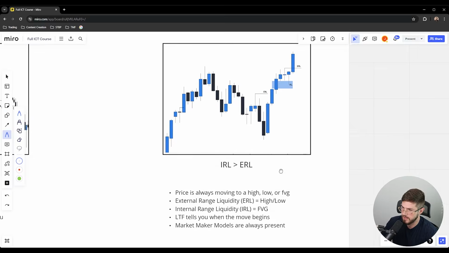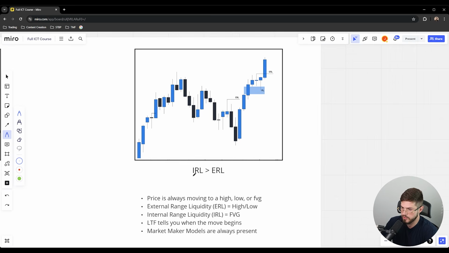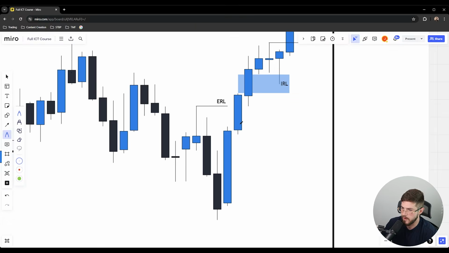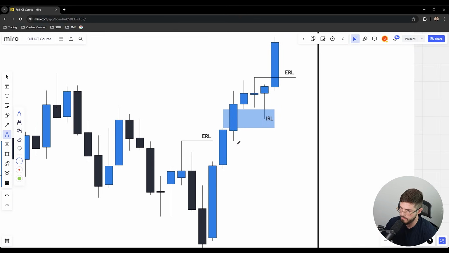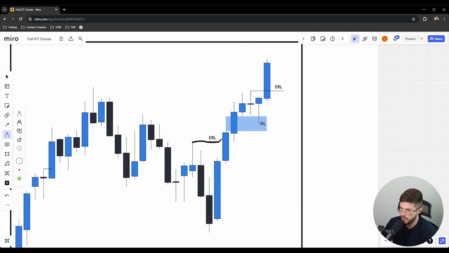Now, another concept that I've hinted at was internal range liquidity to external range liquidity. These are just abbreviations. So notice how the market is going to be moving from one of two things, okay? It's either going to be moving into a high, right, like this, and whenever it turns around, it's going to move into a fair value gap, which is internal liquidity, and from there it's likely to move back to a high, and it will continue on this course until the market is going to reverse.